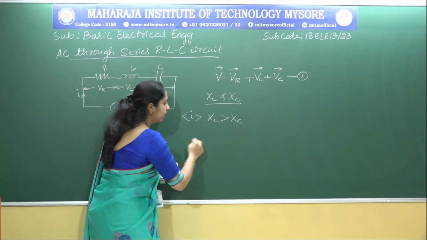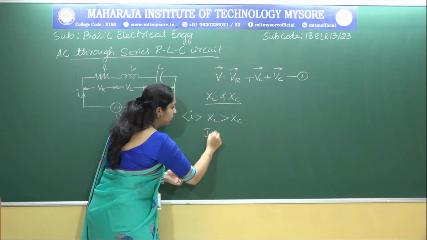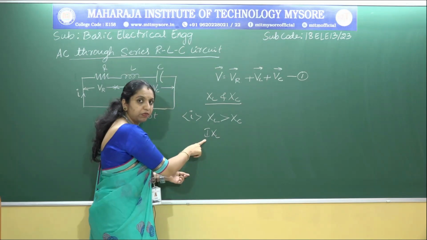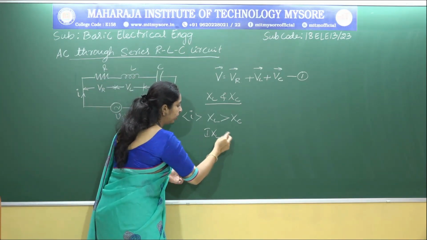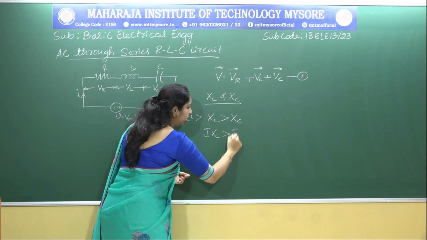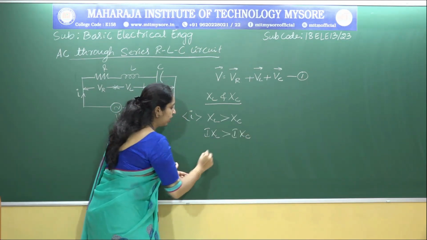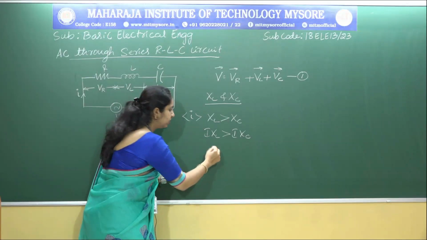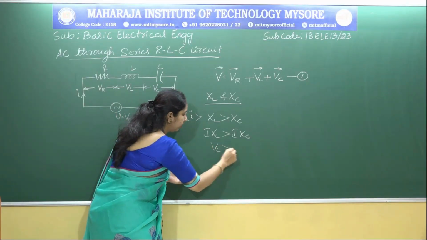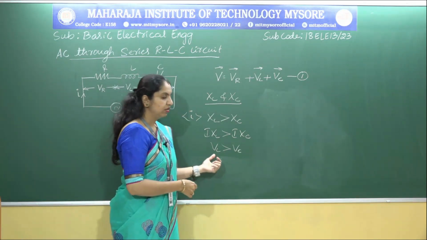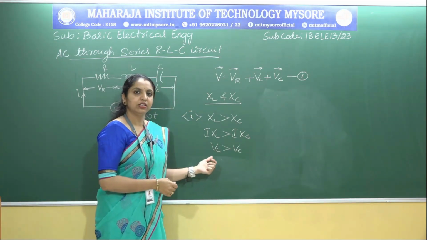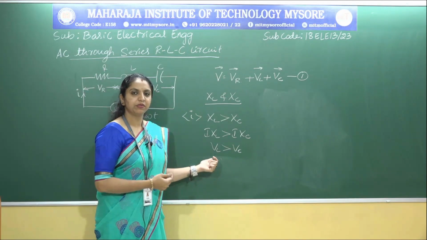XL greater than XC is nothing but what? Since the same current flows through both the inductor and the capacitor, I into XL is greater than I into XC. And what is I into XL? It is nothing but VL. So VL is greater than VC. Now based on this condition, we are going to have the phasor diagram.